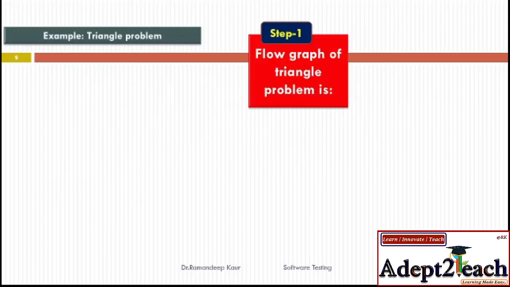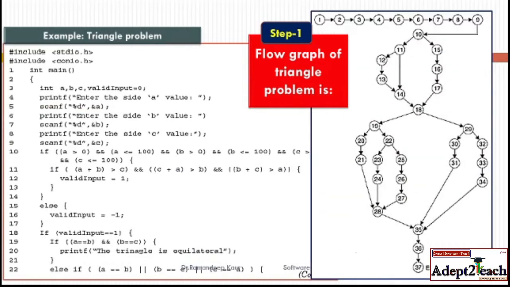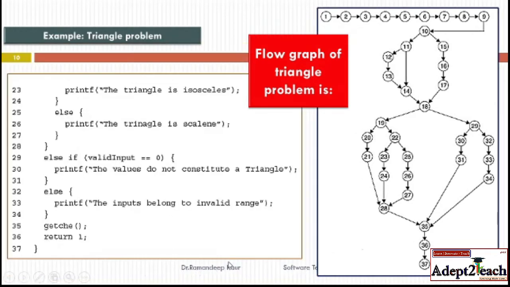Now first of all, I will have to make a control flow graph for the source code. So I have the source code. Every line in the source code will be represented as a node in the control flow graph. So line number 1 represents node number 1, line number 2 represents node number 2, and so on. So this entire control flow graph is made looking at the code. So I have 37 lines of code.